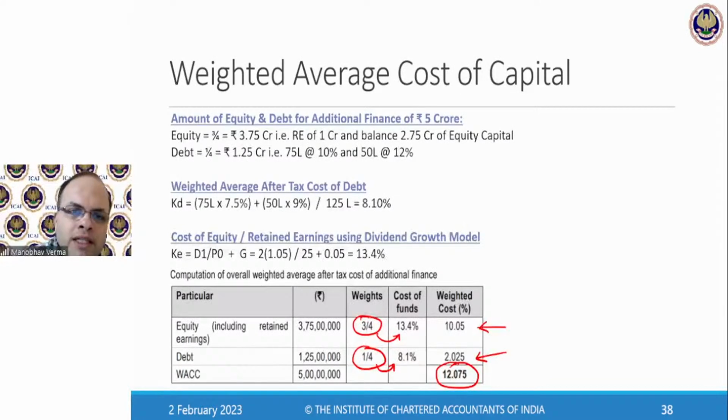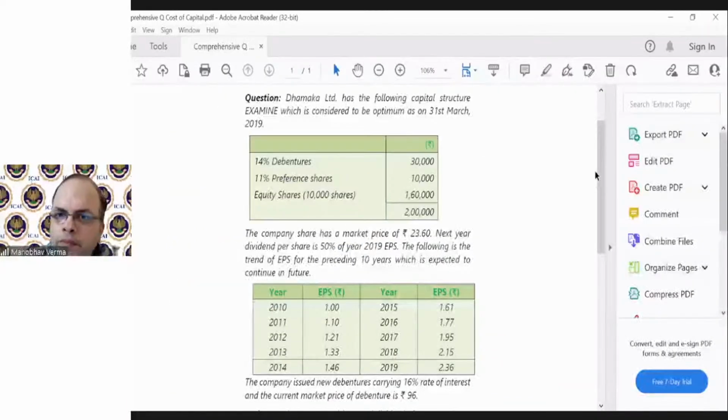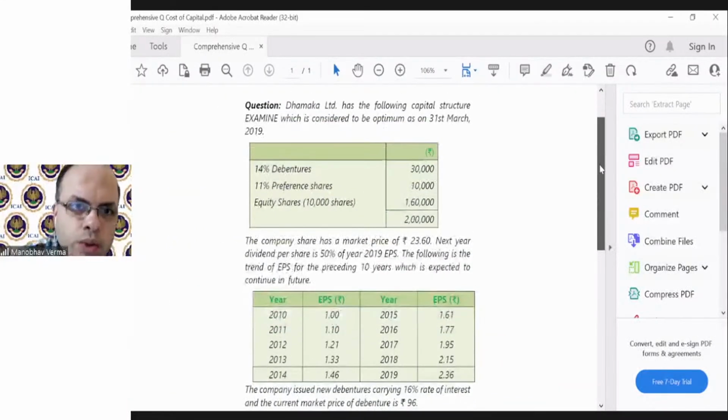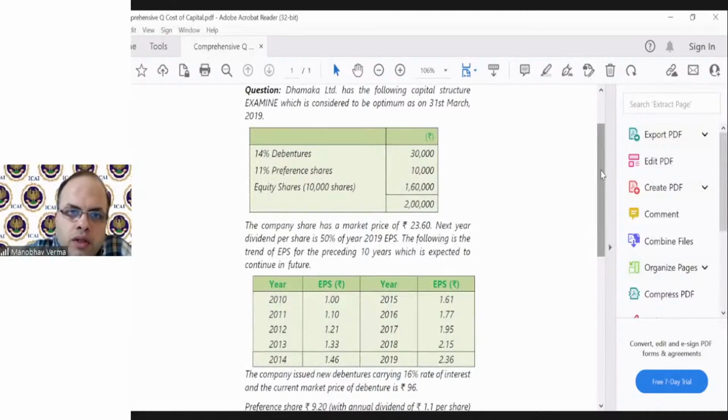Okay, so let's do one thing. Let's do a very, very interesting question. Let me know if you can see this now on my screen. This is the question I was talking about. So Dhamaka Limited, the question starting with Dhamaka Limited, right?